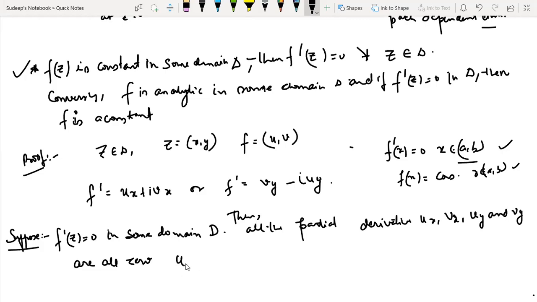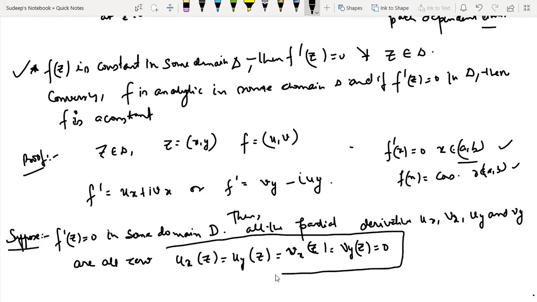That is, if I want to write ux at some point x comma y, it would be uy at some point. This would be vx at some point, and sorry, vy at some point. All these fellows would be 0. You can write 0 here, and then you can do a comparison, and you can know that ux, uy, vx, vy are all 0 here.